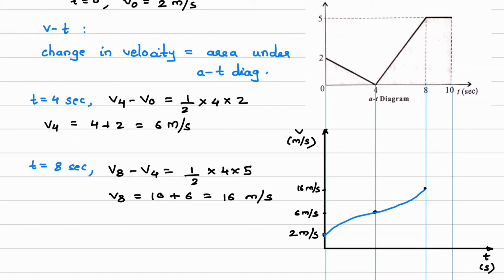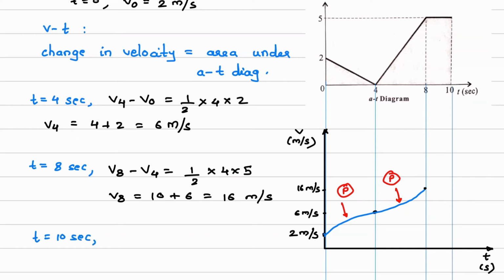Then after that, you have to mark here: this part is parabolic and this is also parabolic. Okay, now the last point is, we have reached till t equal to 8 seconds. The last one is t equal to 10 seconds.